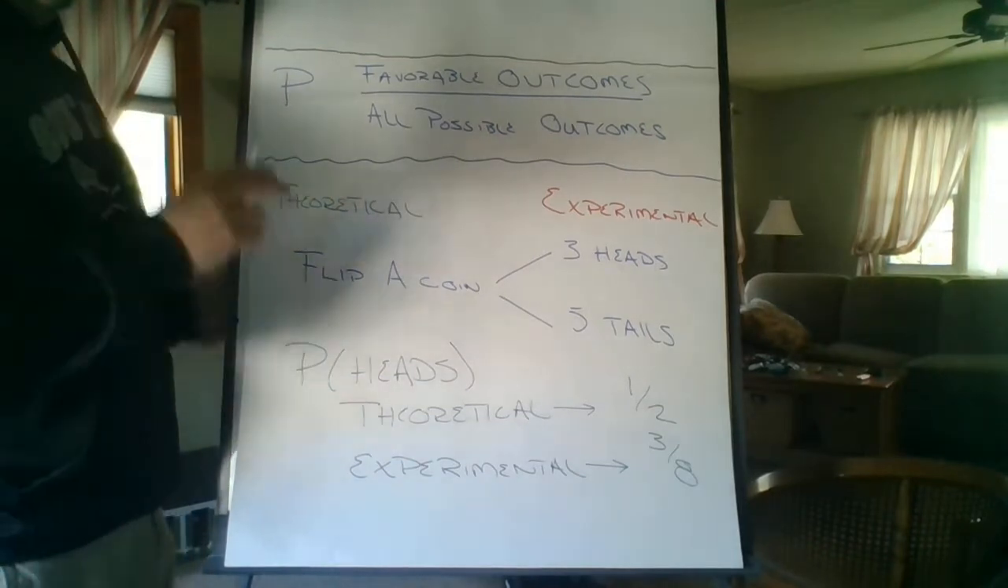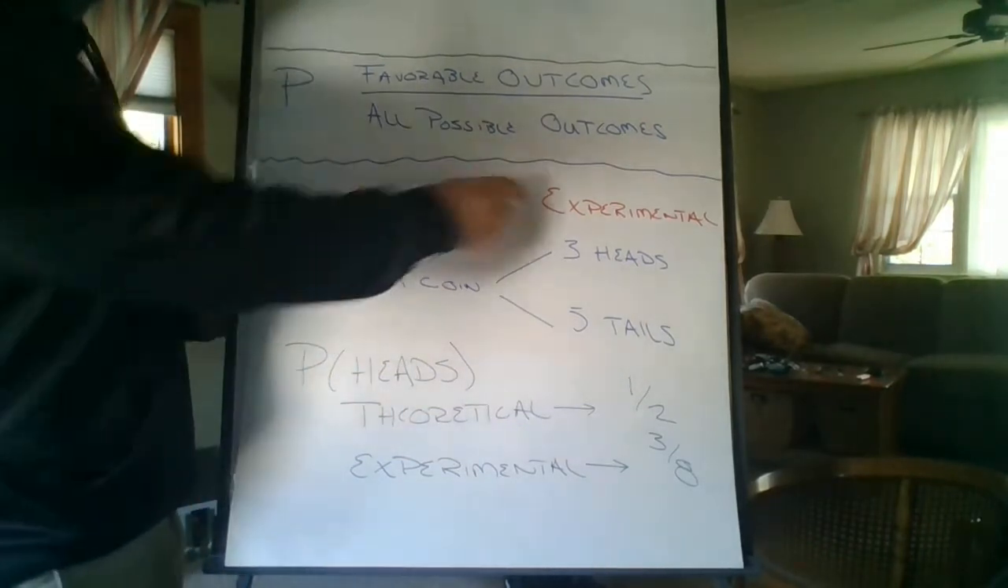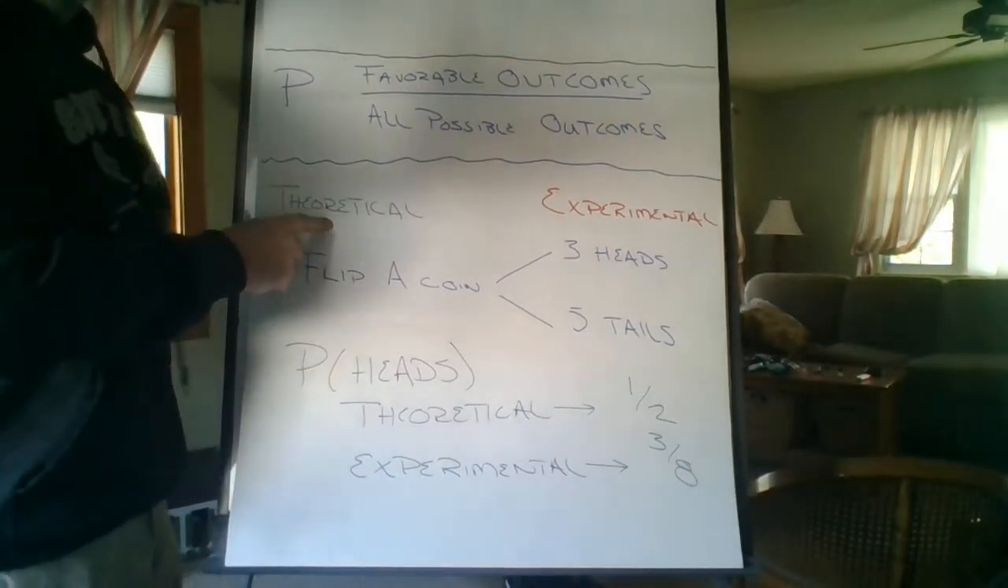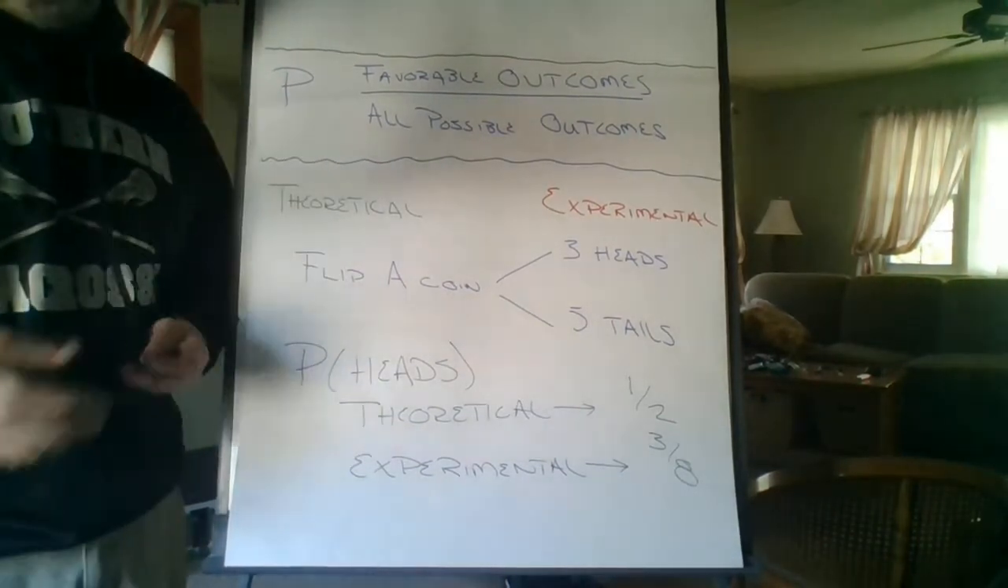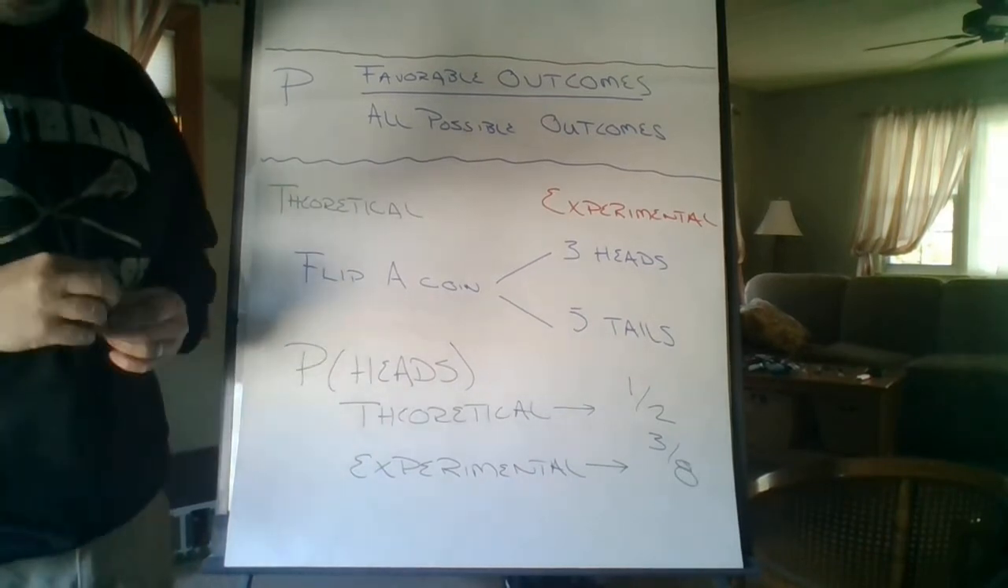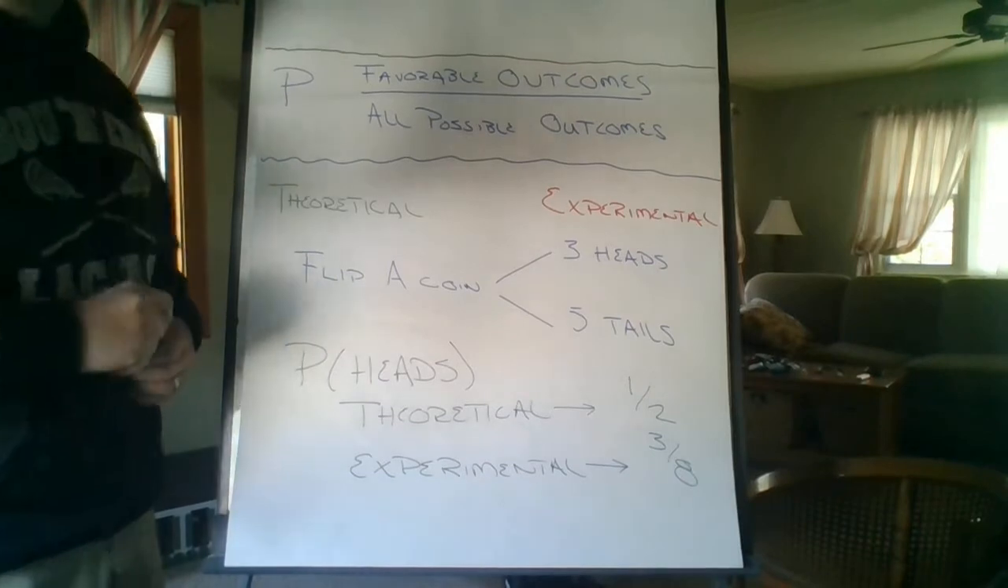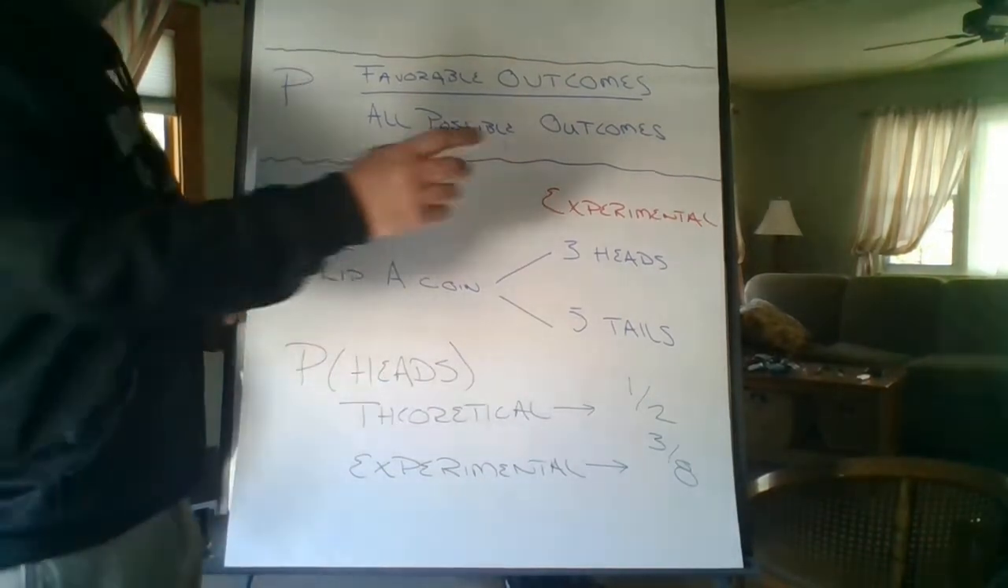In the first unit we do, they distinguish between two types, theoretical and experimental. Theoretical is based upon what you know. For example, flipping a coin. The probability of getting a heads is 1/2. Probability of getting a tails is 1/2. Probability of anything else is 0.